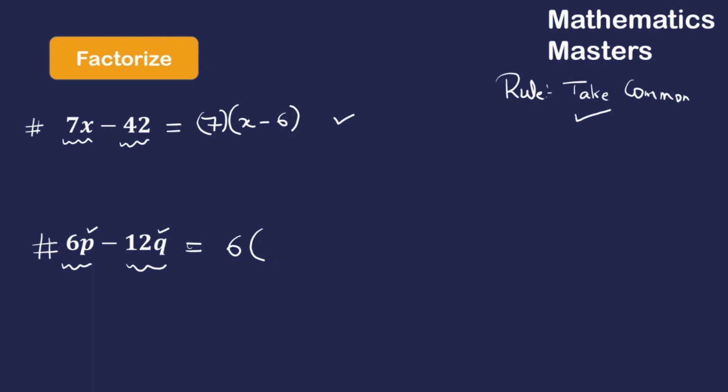From the first term, if I divide it with 6, I will be left with only p, minus, because the minus sign is over here. Then the second term, 12q: if I divide 12q with 6, we get 12 divided by 6 is 2, and q as it is. So the factorization of 6p minus 12q is 6 times p minus 2q. Let's move further.